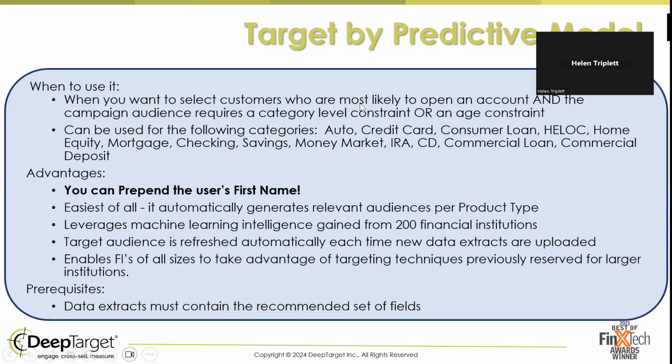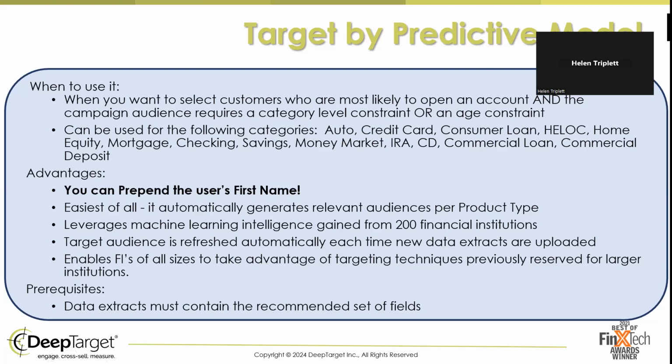Over time we have updated our model, and there are different categories. When you look at this slide, we've added commercial loan, commercial deposit, savings, and some of those weren't in our version 1, but a lot of our product account categories are now in there. So this is when you want to use it. If you've got a category level that only has an age range, that would be a good time to use this. And like with all of our targeted campaigns, you can prepend the user's first name on there. This is a very easy way to do it.